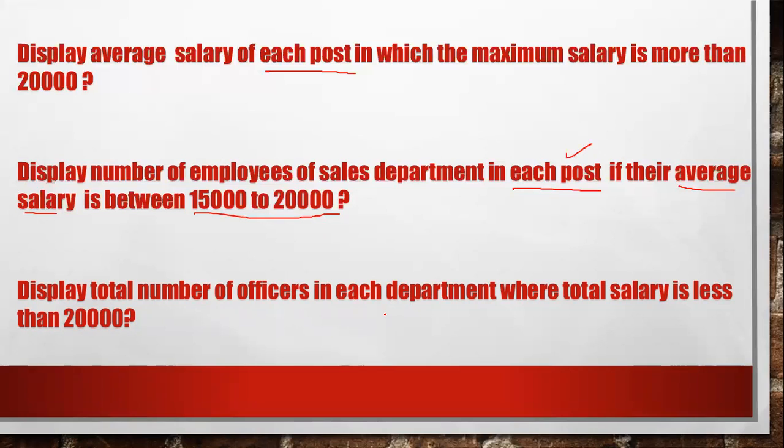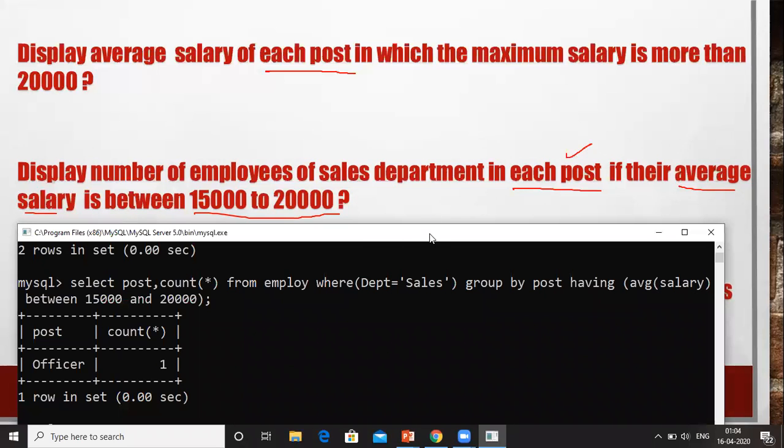and then make groups on the basis of department. So all the sales department officers' records get stored in one group, all the finance department officers' records get stored in another group, all the accounts department officers' records get stored in another group. Once all the groups are created, then we will find which of the groups has a total salary less than 20,000. Okay, so let's write the command for this question.